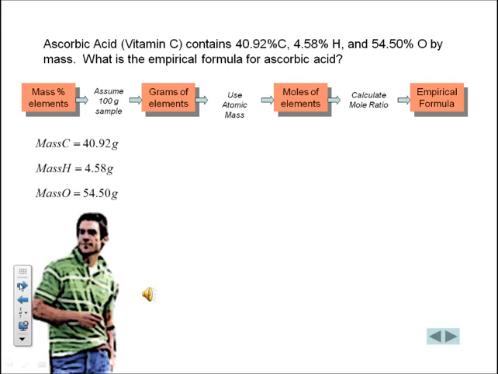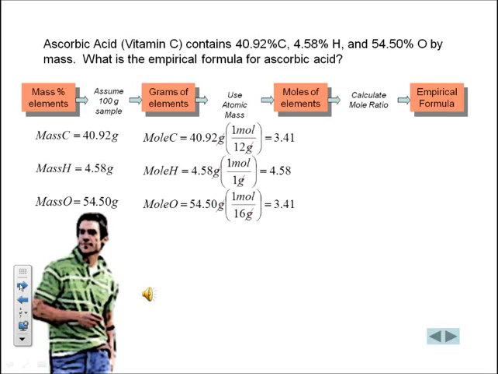Since we are given mass percentages, we will assume 100 grams of the substance. Any amount would work, but it is easier to use 100. Therefore the mass of carbon is 40.92 grams, the mass of hydrogen is 4.54 grams, and the mass of oxygen is 54.50 grams.